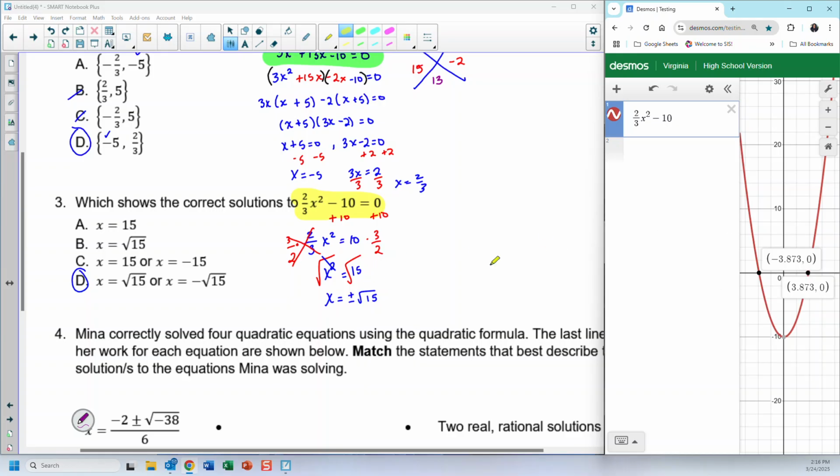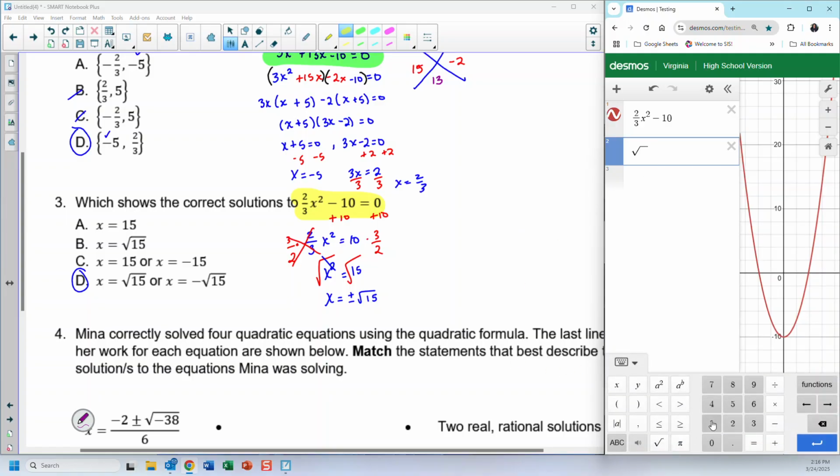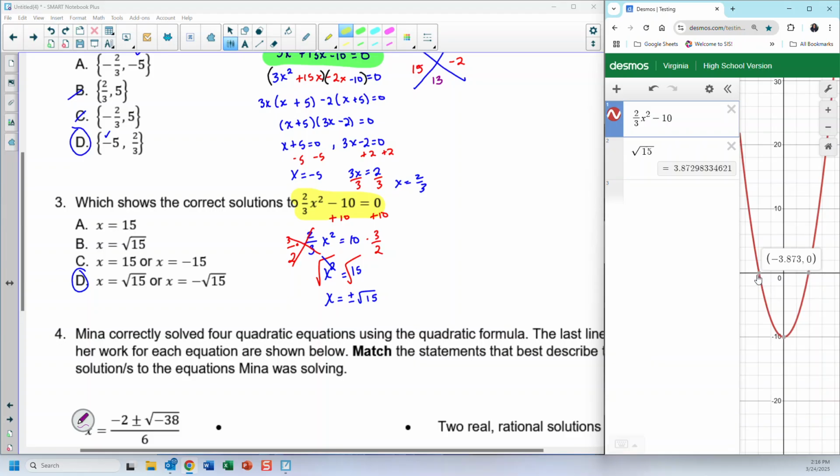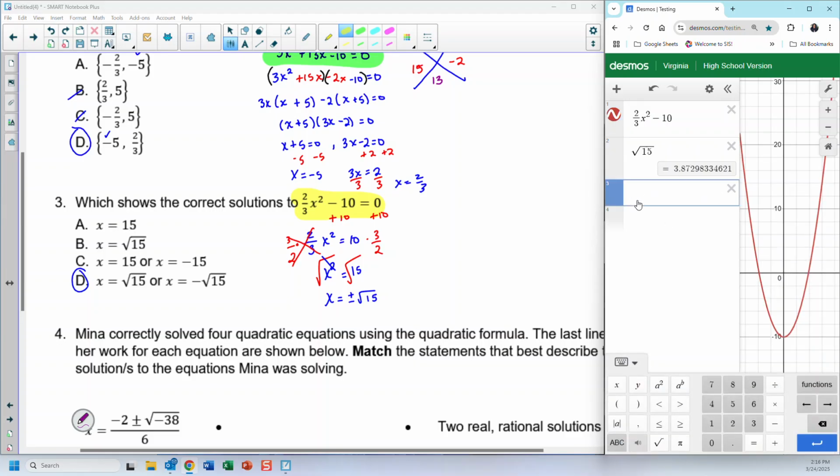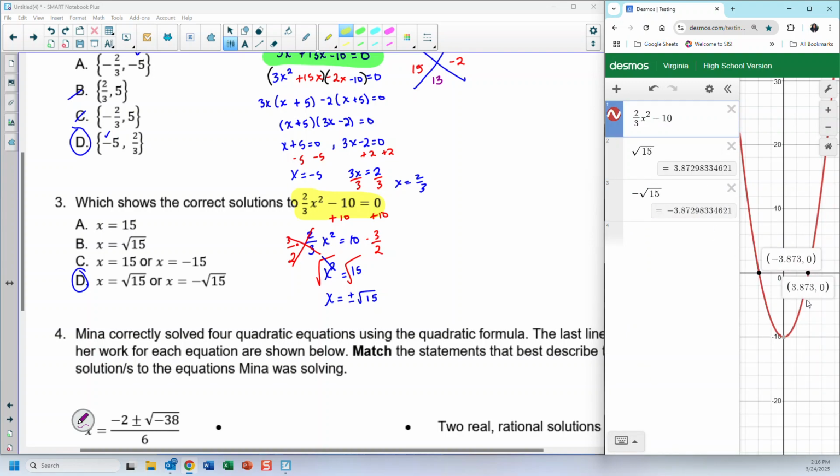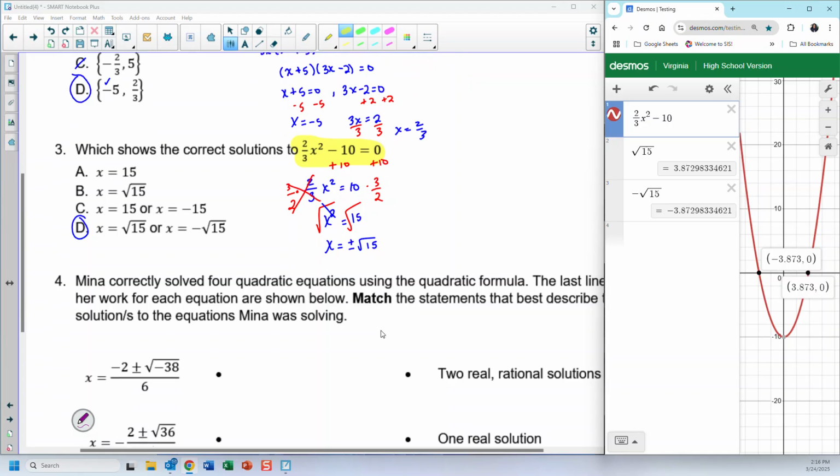How do I know that these are the same? Well, let me just see what it looks like. So square root of 15, is it the same? Yep, see, they're the same. Well, square root of 15 and then negative square root of 15 is also the same. Okay, so there are my two solutions. Everything matches up. There you go. Yeah, decimals is really nice.